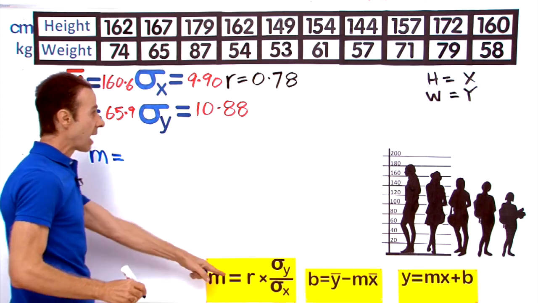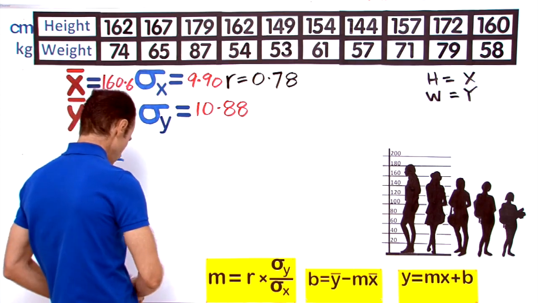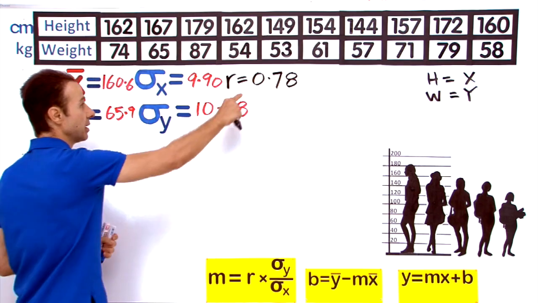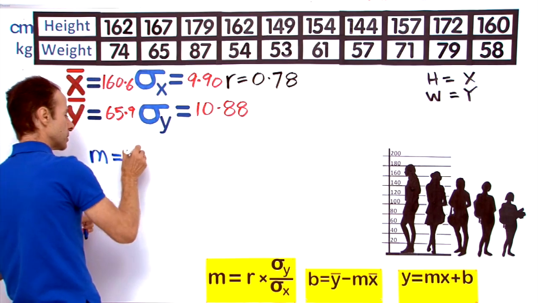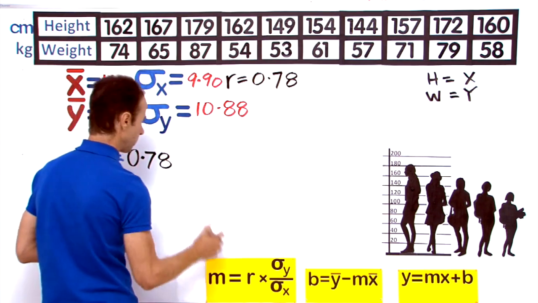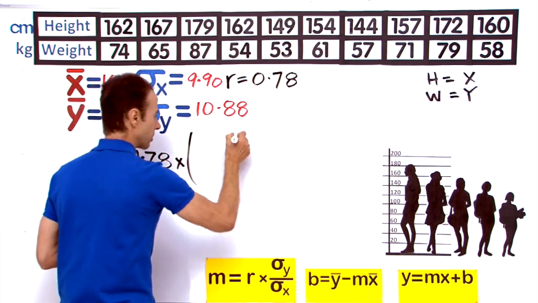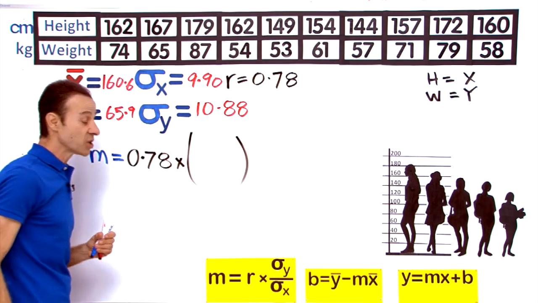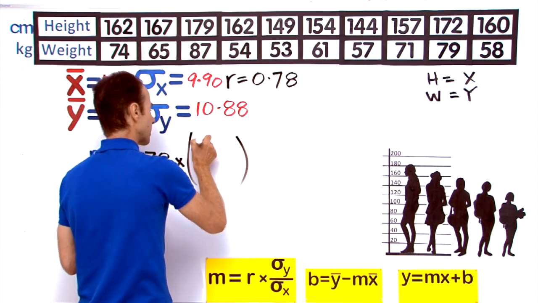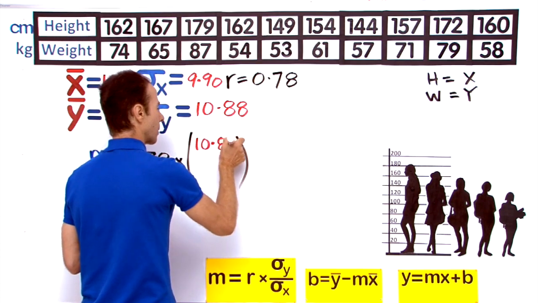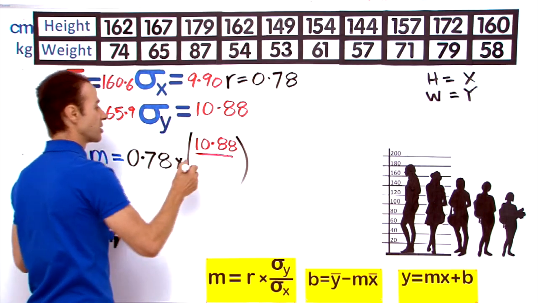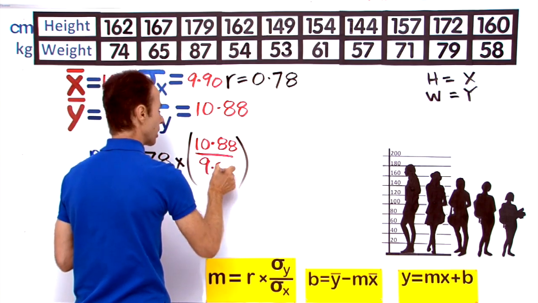is equal to R, the correlation coefficient, which is 0.78. Let's put that in there. Drag it right here. 0.78. And then we multiply by, I like to put brackets here, top and bottom. On the top, standard deviation of the y-scores. Standard deviation of the y-scores is 10.88. All over the standard deviation of the x-scores. Standard deviation of x-scores is 9.90.